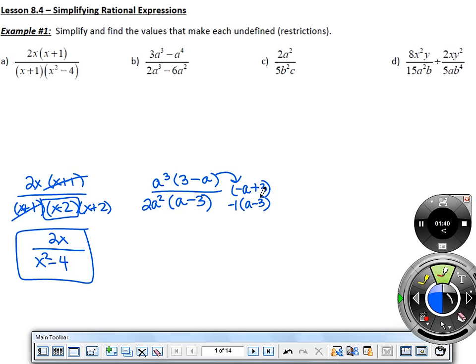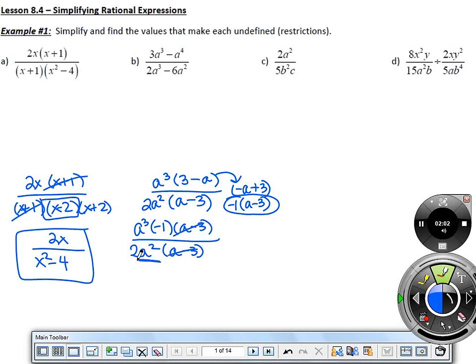So if I want to replace 3 minus a, it's going to get replaced with both of these factors, a negative 1 times a minus 3. So a cubed times a negative 1 times a minus 3. In the denominator, I have 2a squared and a minus 3. So the factors of a minus 3 can cancel.